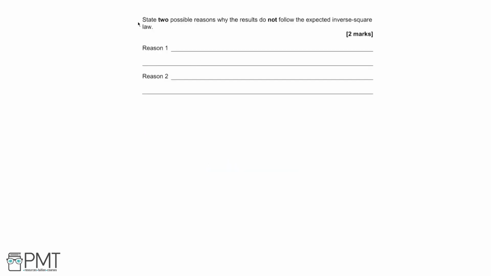The last part of the question says, state 2 possible reasons why the results do not follow the expected inverse square law. In order to answer this question, we need to consider possible problems with the source that would lead to us not getting the intended behavior. There are several different reasons that this could be, but for 2 that are directly related to the behavior of the source, we have that for 1, we may have different types of radiation.